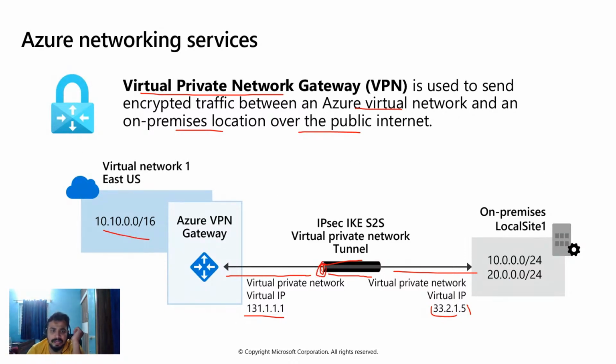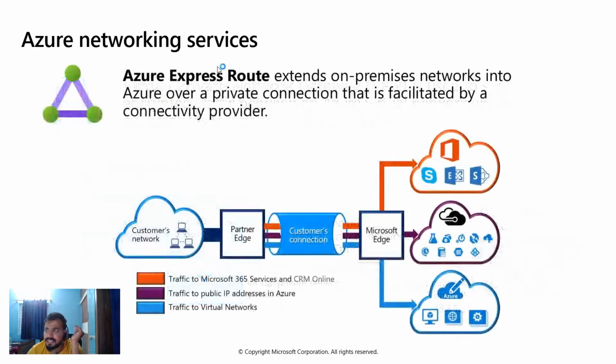Next, the networking service is Azure ExpressRoute. Azure ExpressRoute is when you want to connect from on-premises to the Microsoft services, right?